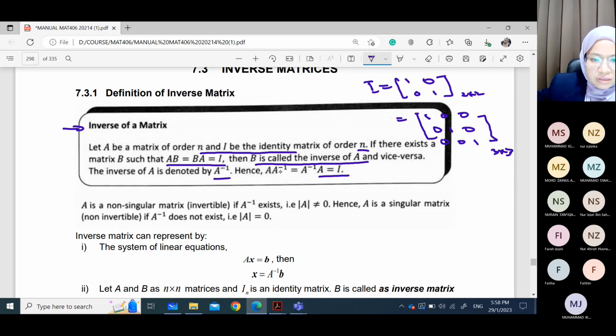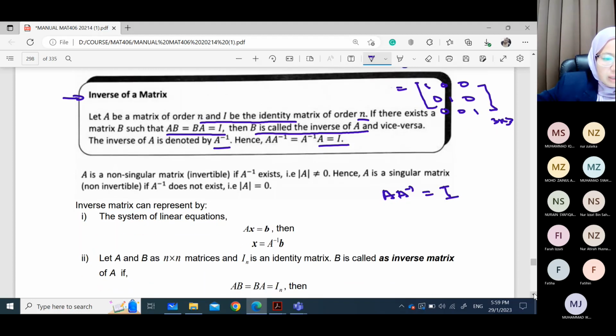So kat sini, ini adalah property of inverse matrix, which is A multiply with A inverse, it is equivalent with identity. So kalau A ni 3 by 3, so A times A inverse. So the identity here is this one. 1, 0, 0, 0, 1, 0, and 0, 0, 1. Okay.